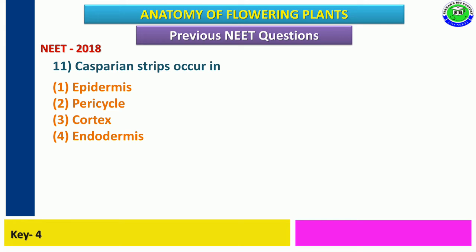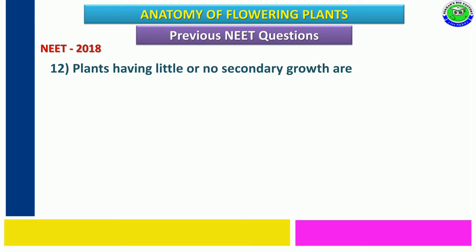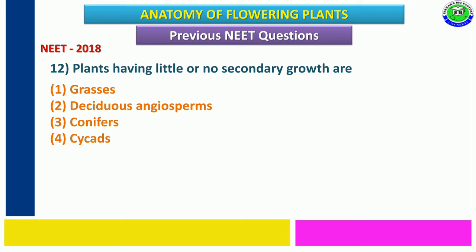In the root transverse section, the endodermis has a single layer of cells with barrel shape, and these cells on their radial and tangential walls consist of a water impermeable waxy material called suberin. This suberin is present in the form of Casparian strips, and it is a characteristic feature of root endodermis.